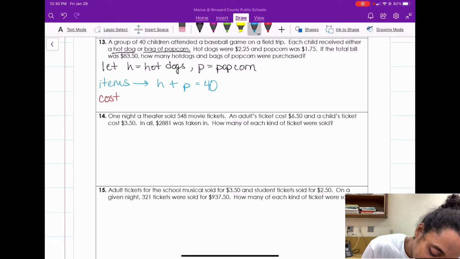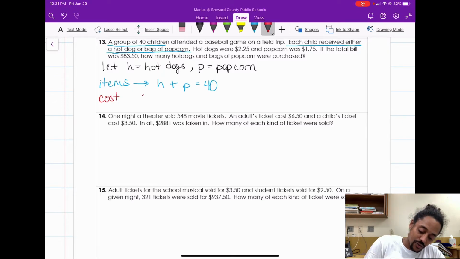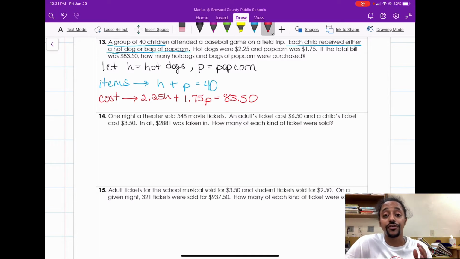40, right? Because they said a group of 40 children, each child received either a hot dog or popcorn. Now, they also tell us the price of each of the items. Hot dogs cost $2.25 each, plus a bag of popcorn was $1.75, and all together they spent a total of $83.50. Okay, so that's that. There is our system of equations for number 13.